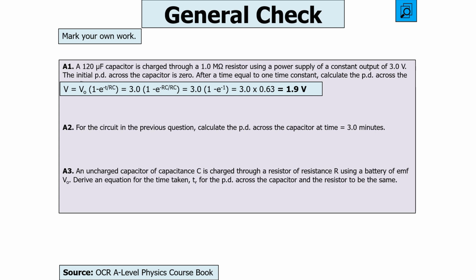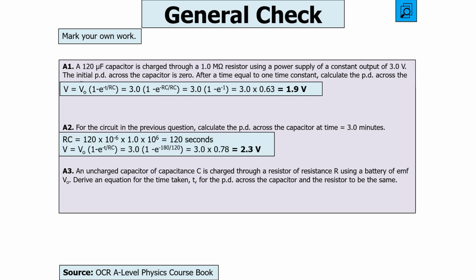This next question, we can see what our time constant is because we've got R and we've got C, so we can work out the time constant to be 120 times 10 to the minus 6, because it's microfarads, times 1 times 10 to the 6, because it's megaohms, so we get 120 seconds.